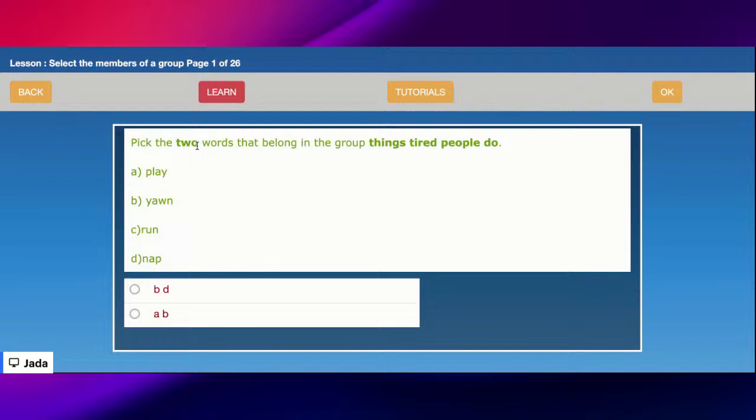Everybody, you have to interact, sending your answers. This lesson is select the members of a group. That's the lesson. And then the chapter is related words on the grade 3. So two words that belong in the group things tired people do. So send your answers on the chat. Let's see what your answers are. So we have BD.